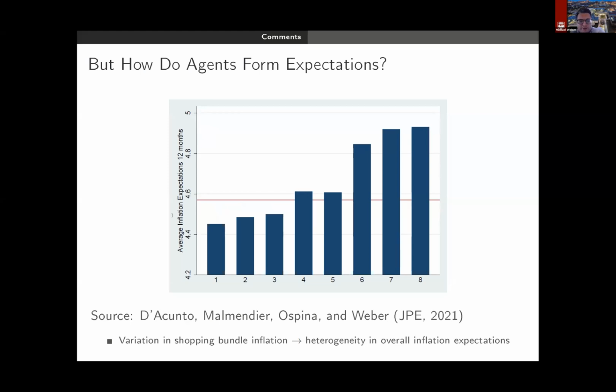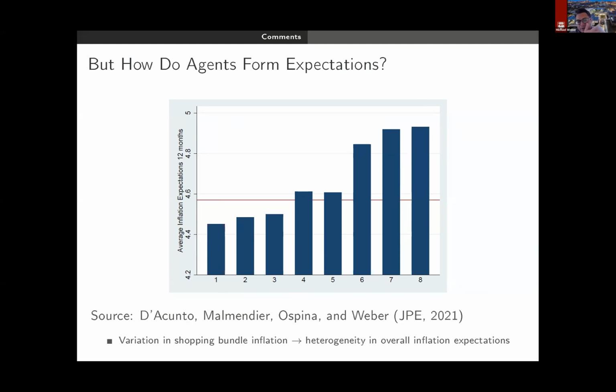So this is from some work we've been doing with Francesco D'Acunto, Ulrike Malmendier, and Fran Ospina. Here we just sorted households based on past realized inflation in the grocery domain, and then elicited their overall inflation expectations for CPI inflation over the next 12 months. If you had high past realized inflation, you have substantially higher inflation expectations for CPI inflation relative to households that had very low realized inflation in their own shopping bundle.